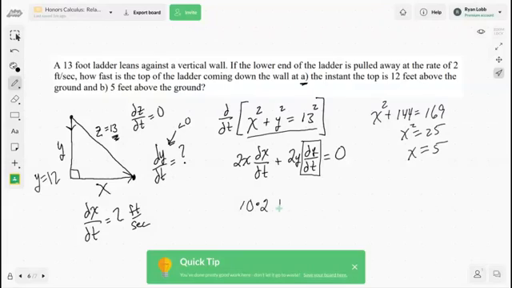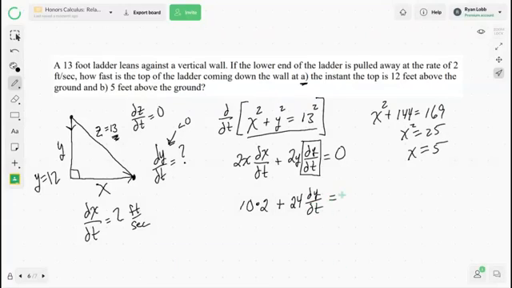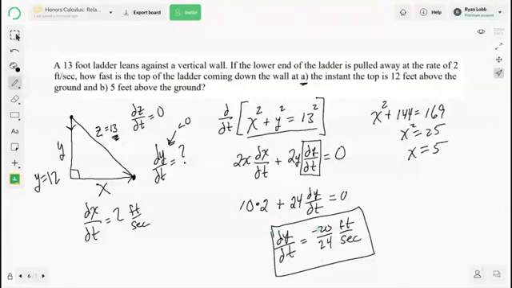All right, plus 2y, y is 12, 24 dy/dt equals 0. Solve for dy/dt: subtract the 20 over, divide by 24. So dy/dt would be equal to negative 20 over 24, and the units would be feet per second. Okay, done. Makes sense. It's negative.